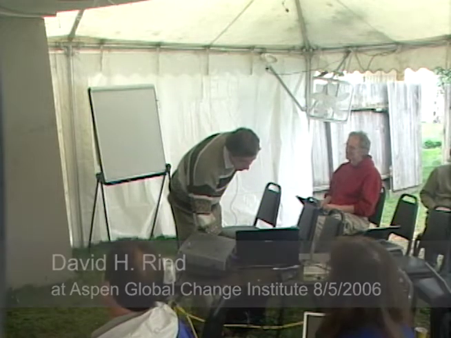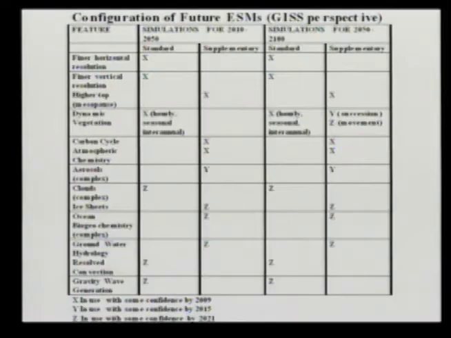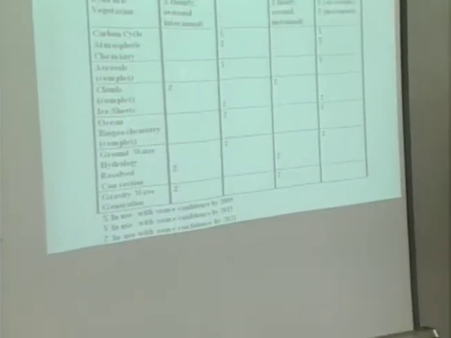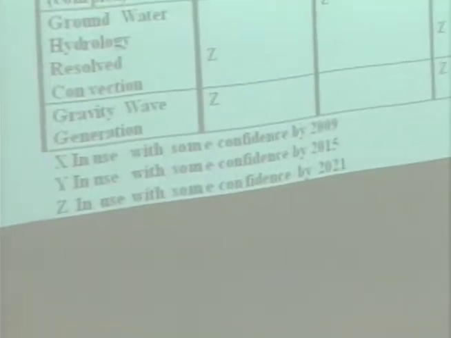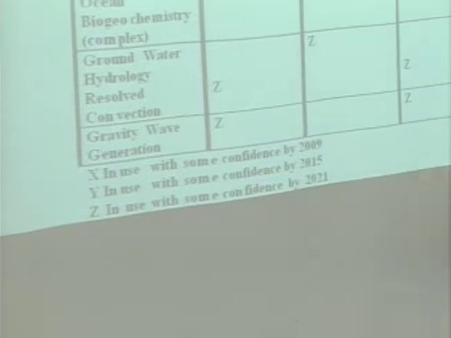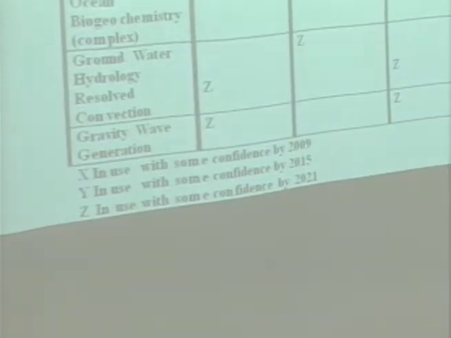Okay, so the way this is broken up, X, Y, and Z relate to what I believe will be, and I have this as a GISS perspective, though I'm not guaranteeing that everybody at GISS is going to agree with this for sure. But what would be in the model with some confidence by 2009?